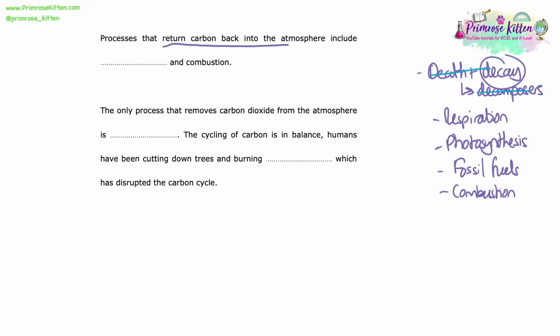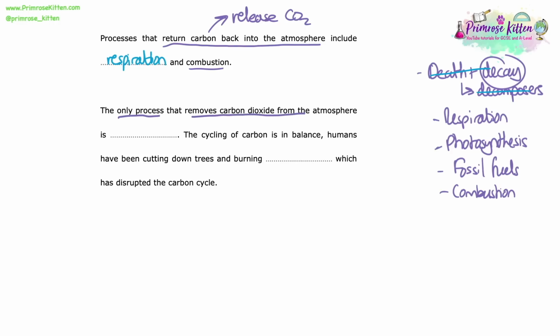So I've crossed off some of the things we've used already. Death, decay, and decomposers have all gone off of our keyword list. So processes that return carbon back into the atmosphere include something and combustion. So we need a process that releases carbon dioxide that's not combustion, so not burning of wood or fossil fuels. So the only one on our list that releases carbon dioxide into the atmosphere is respiration.